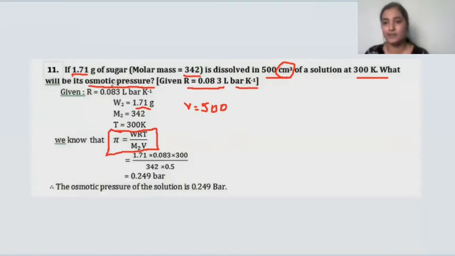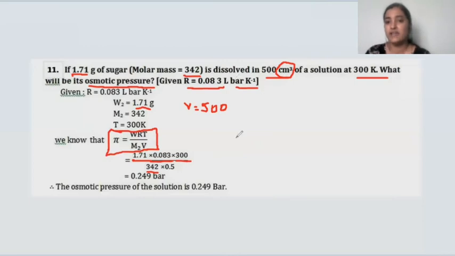The problem is regarding osmotic pressure, so we have applied the osmotic pressure formula here, that is pi is equal to WRT divided by M2 into V. What is W? W is 1.71. Then what is R? R value is 0.083. Then what is T? The temperature is 300 Kelvin. Then what is M2? M2 is 342. Then what is the volume? As I already mentioned, what is in cm cube, they are converting to meter cube.